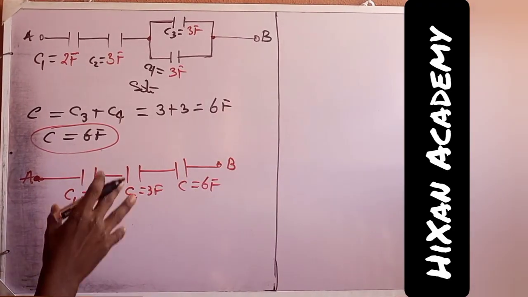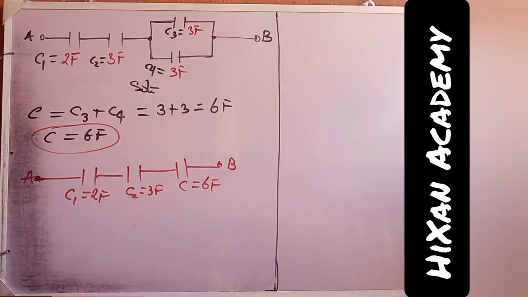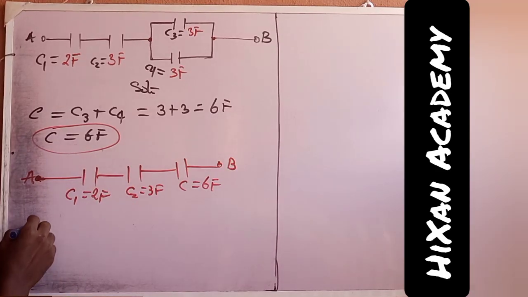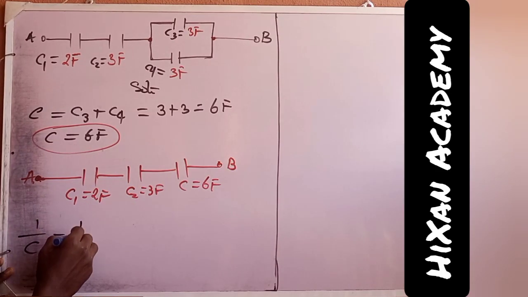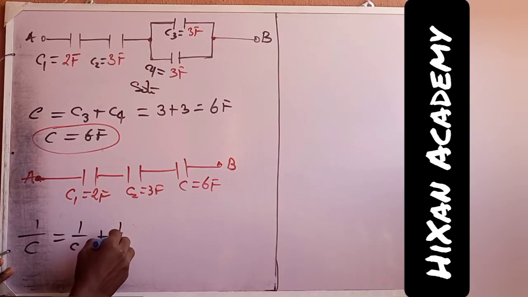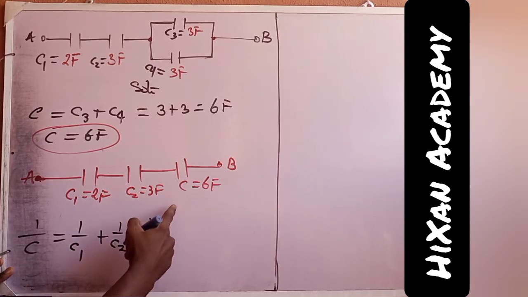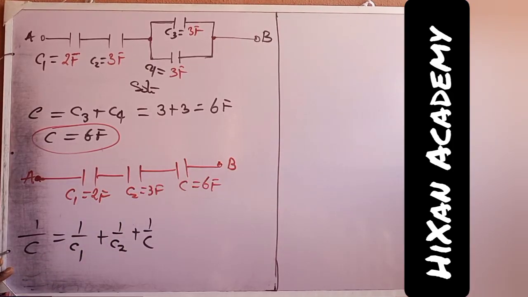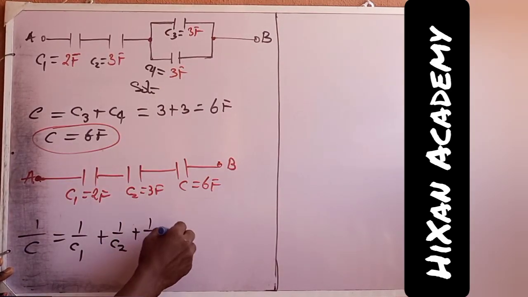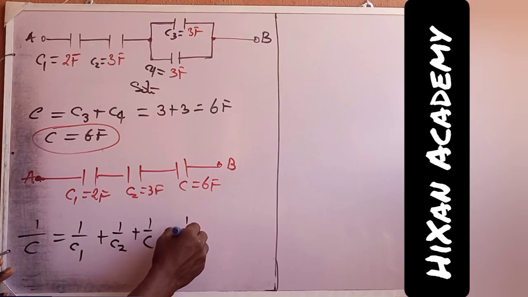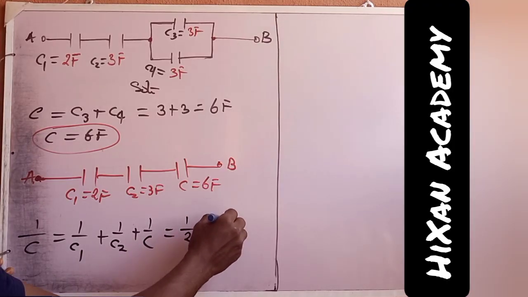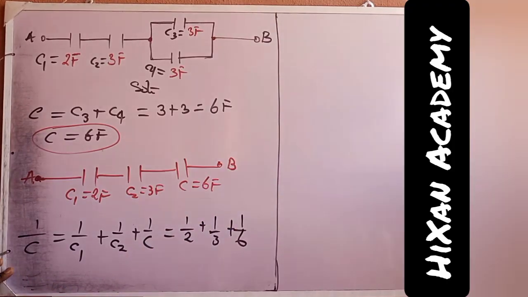All right, we are now going to look at the effective value of the three of them in series. And going by our formula, 1 over C should be 1 over C1 plus 1 over C2 plus 1 over C, this C being the equivalent of C4 and C3. So when we substitute values, we're going to have 1 over 2 plus 1 over 3 plus 1 over 6. LCM here being 6. So we'll proceed.